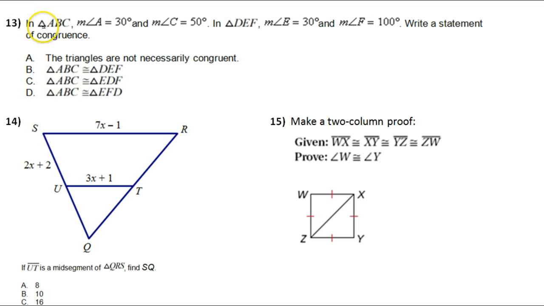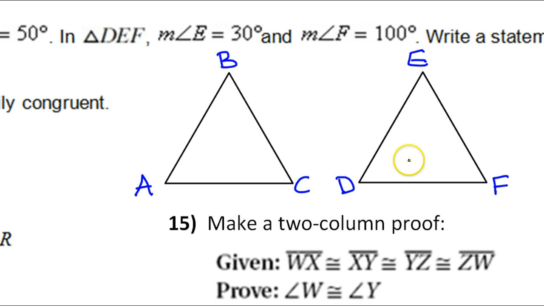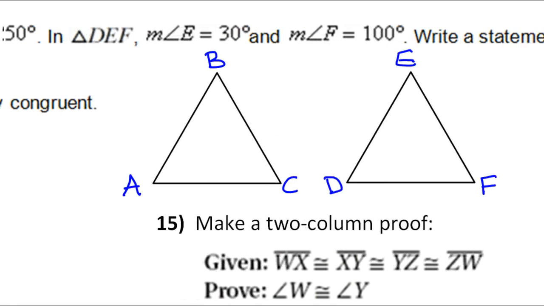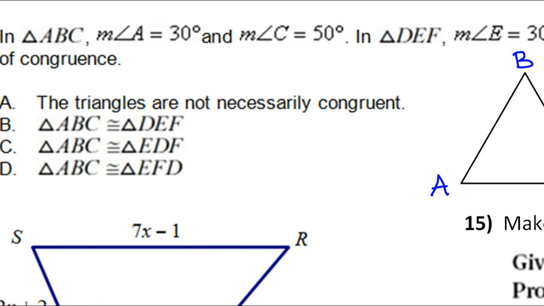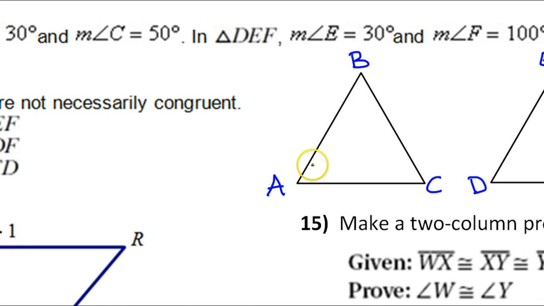Alright, number 13. In triangle ABC, the measure of angle A is 30 degrees and the measure of angle C is 50 degrees. And we're given more information. Write a statement of congruence. Clearly we need to draw a picture. So here are two triangles that I just drew. Obviously this drawing will not be to scale. But we're given that angle A is 30 degrees. So let's fill that in. Angle C is 50 degrees.